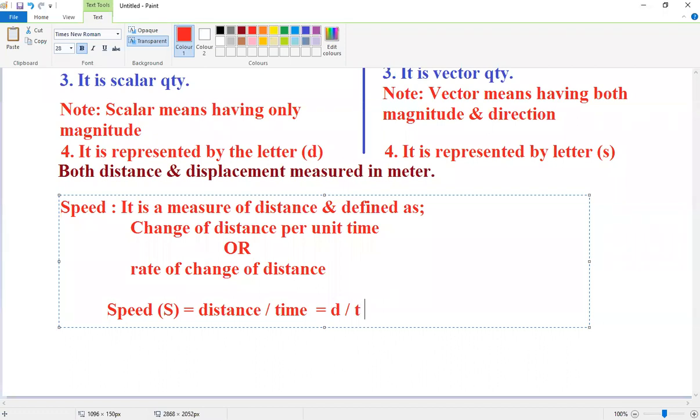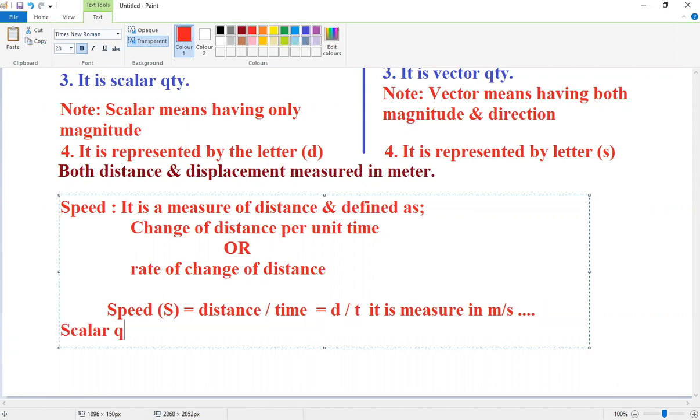The SI unit of speed: the unit of distance is meter, so the SI unit is meter per second. It is also a scalar quantity since it is a measure of distance, and distance is a scalar quantity, so speed is also a scalar quantity. Getting it?